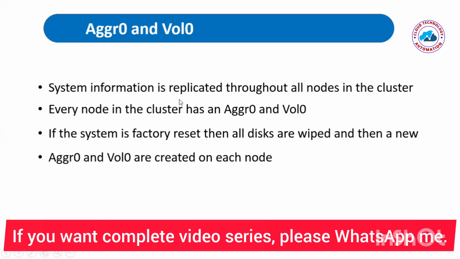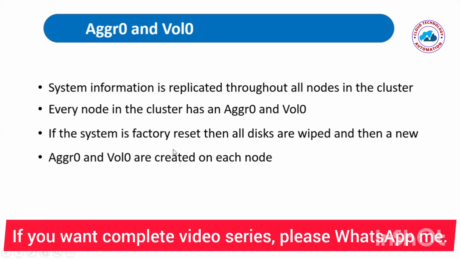The root aggregate system information is replicated through all the nodes. Every node holds a root aggregate and root volume. System information is kept inside the root aggregate and volume. So if you create, change, or modify any information in the root volume on node 1, controller 1, this information will be replicated to all the nodes in the cluster. This is basically known as RDB. This replicates via the cluster network. Every node in the cluster has its own root aggregate and root volume.